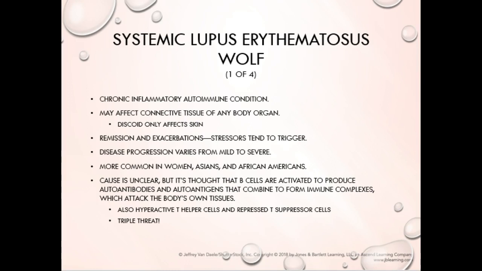It's thought that those B cells are going to activate the autoantibodies, which will attack your cells, and they'll form complexes with autoantigens that will attack and deposit into the patient's tissues. You can also have hyperactive T cells, which once again will trigger the B cells to form more antibodies and antigens. And it's a triple threat because it has repressed T suppressor cells, which can't tell the body to turn off the immune system. So triple threat there.